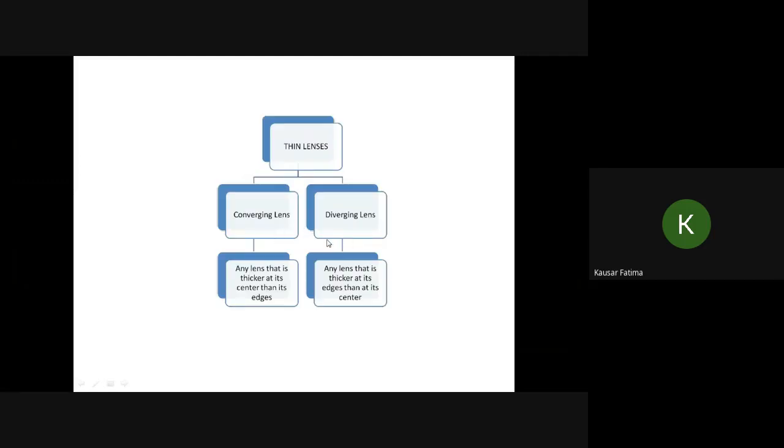So a converging lens is thicker in the middle and thinner at the edges, and a diverging lens is thinner in the middle and thicker at the edges. There are some types of lenses here. This is having one side concave and the other side convex. And this is one side plane and the other side convex, so we also call it plano-convex. This is double convex, and this has again one side convex and the other side concave. So these two are meniscus.